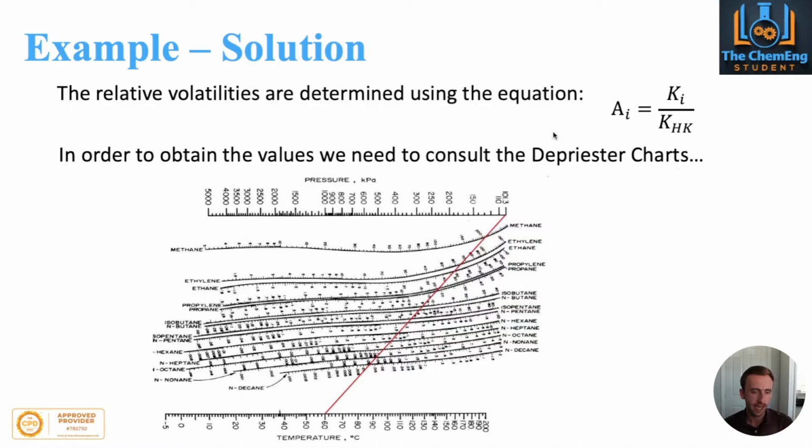But in order to obtain these values, you have to use the DePriester chart, and the DePriester chart looks something like this. Now this is just a random line, it isn't part of the example, just to show you how we would link these up. You have several different types of hydrocarbons, and there are different variants of the chart. But what you have here is your operating pressures and your operating temperatures. What you would do is draw a line connecting the operating conditions, find the intersection of your given reference compound, and that will give you the relative volatility of your mixture.